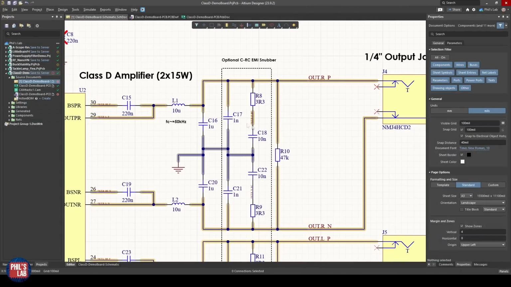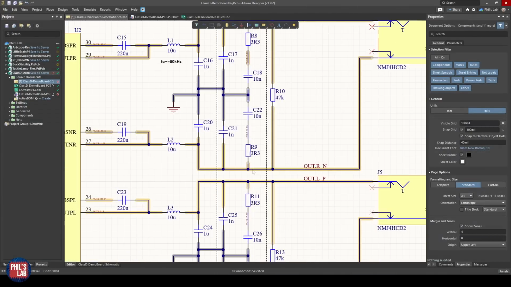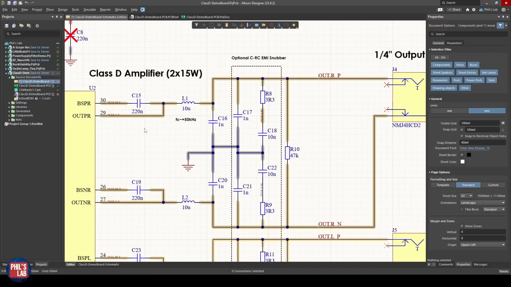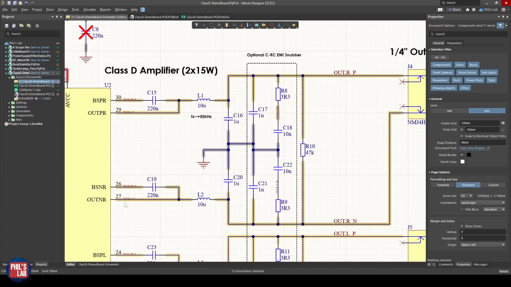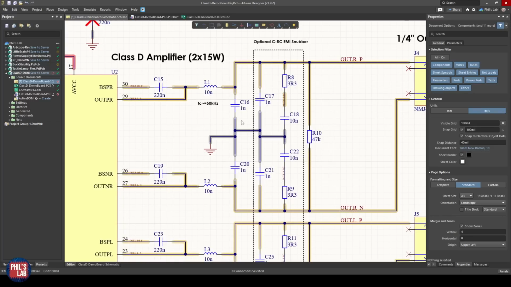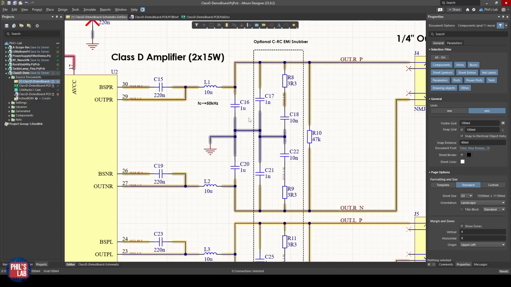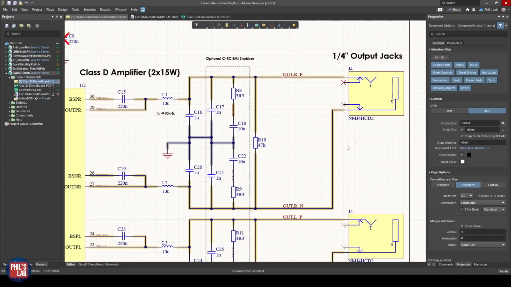We see these structures here, so for example C17, R8 and C18, and this is repeated a further 3 times. These are optional RC EMI snubbers. Now snubbers you would typically place at the switching node, for example pin 29, 27 and so forth, but if you're having EMI problems you can put these components in place, again following the datasheet. I'd recommend leaving these, for example, as do not place at first and only placing them should you have any EMI problems in your design. Then, after this output stage, we simply feed into the 1/4 inch output jacks.